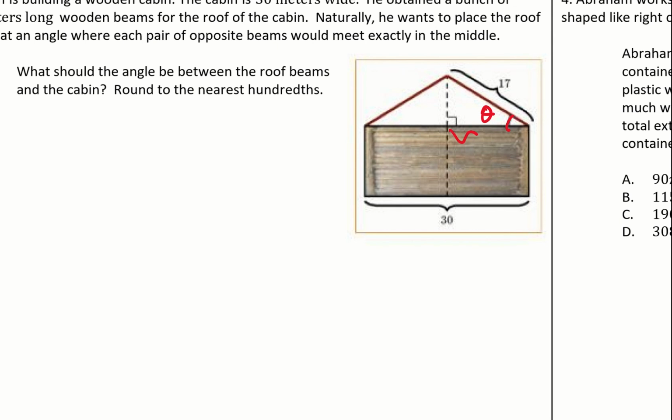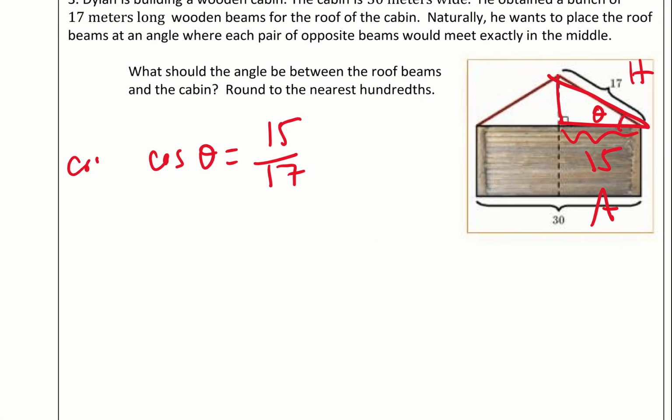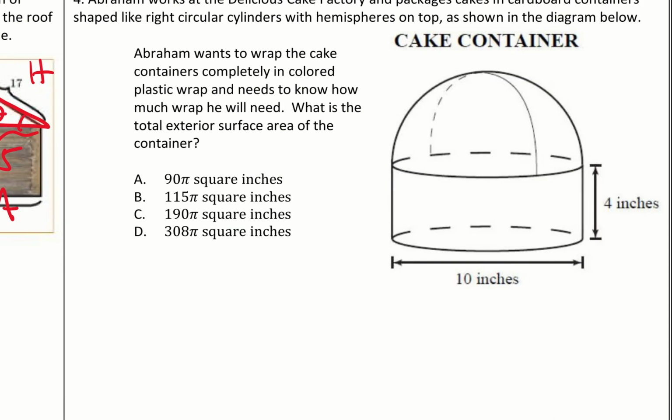If this is 30, then this is 15. So we've got a right triangle with 15 and 17 as the hypotenuse. We want to figure out angle theta. Well, this is adjacent and this is hypotenuse, so that's going to be a cosine. Cosine of theta is, remember SOHCAHTOA, A over H. Then to get the angle, I do the cosine inverse on both sides. On the calculator, I would get about 28.27 degrees. All right, that's it for that one.